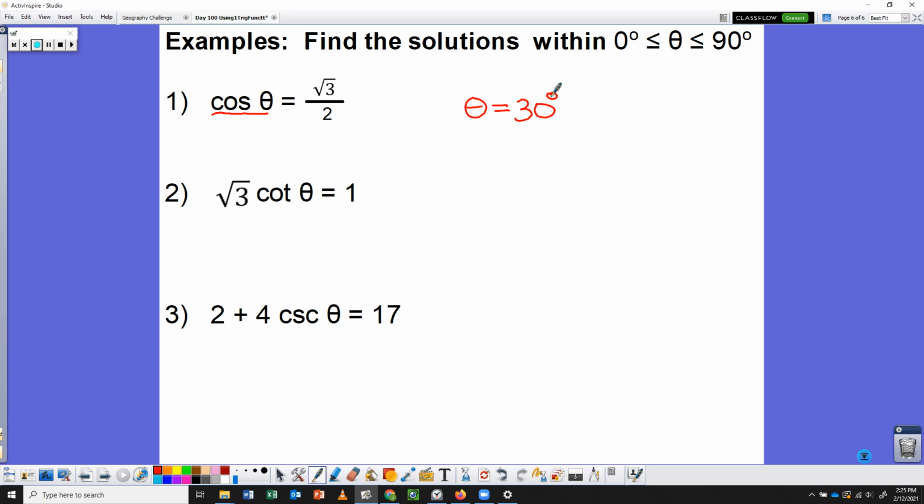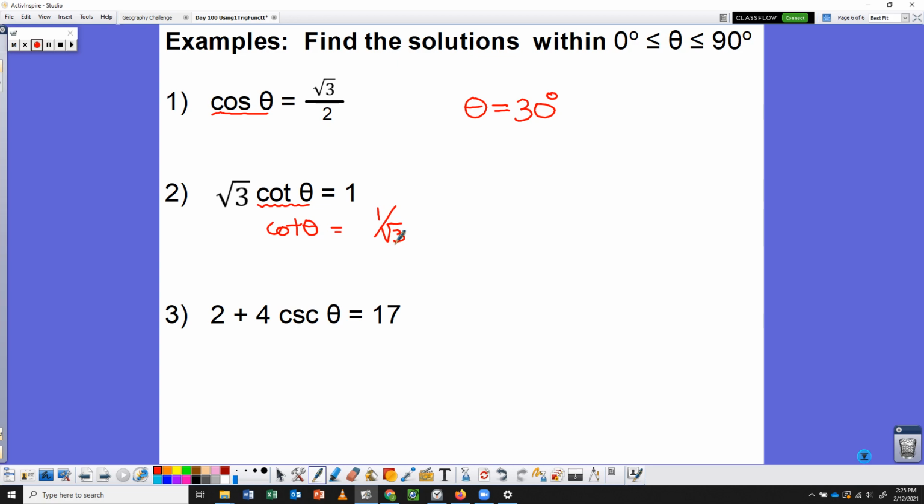Number 2 says radical 3 times cotangent of theta equals 1. Well, the trig function in this problem is cotangent, and it is currently not by itself. So the first thing that you'd want to do to both sides of this equation is divide both sides by radical 3. Now, the next thing that you're going to notice is we have a cotangent. And you're going to say, well, wait a second. We didn't memorize cotangent values, nor do we have a cotangent button on our graphing calculator.